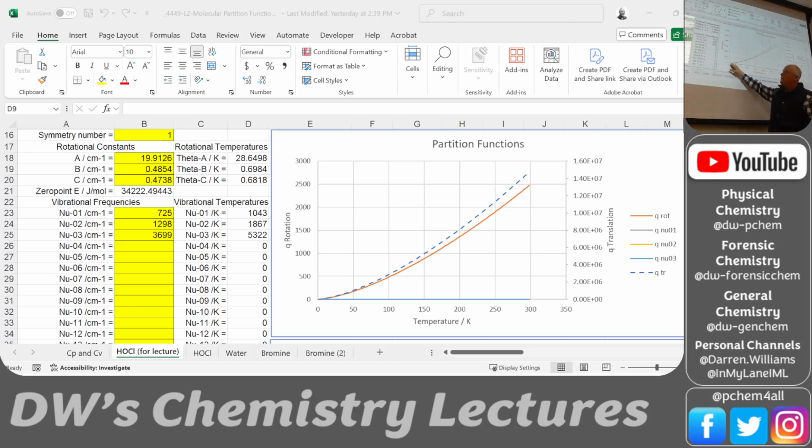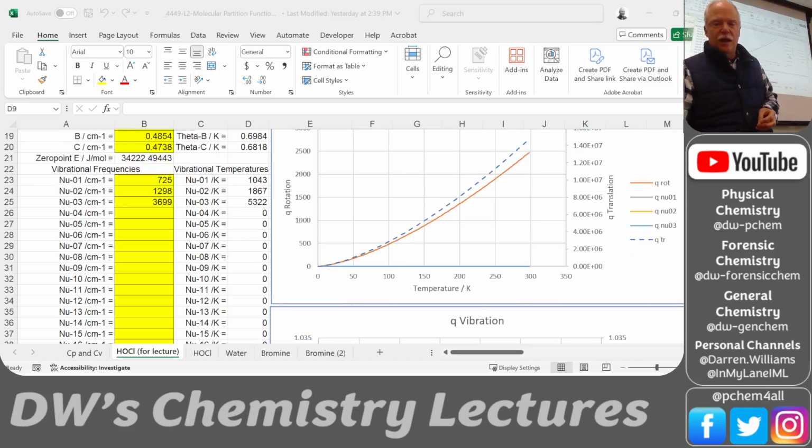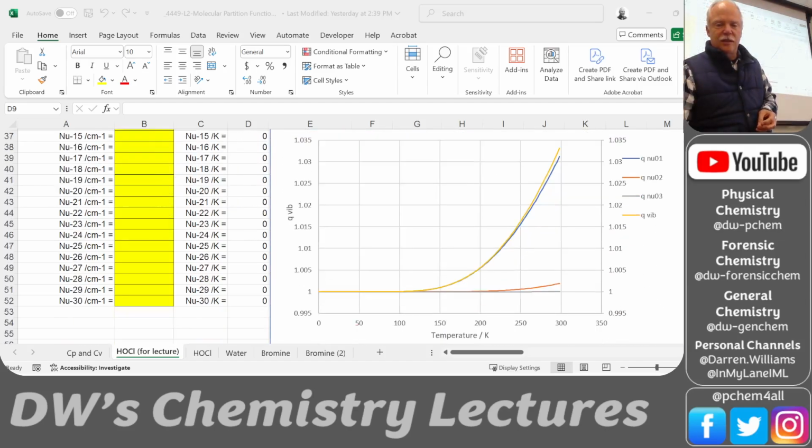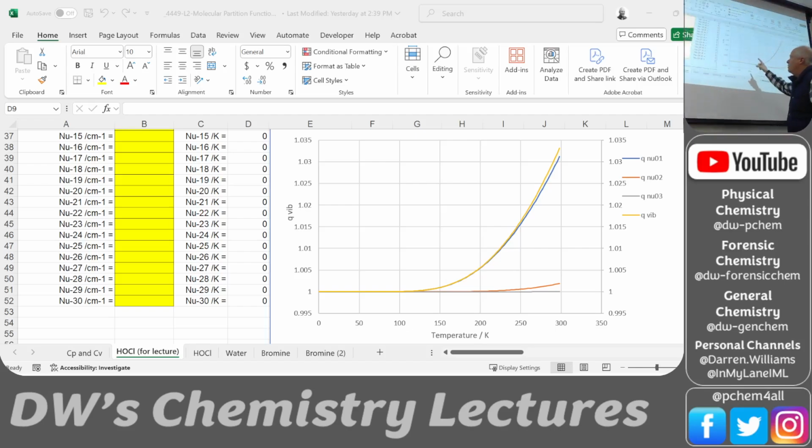It isn't moving, or you can't see it on this scale, either scale. And so that's Q vib. And Q vib is the multiplication of Q nu 1, nu 2, and nu 3. So I got rid of the rotation and the translation ones, and here are the Q vibs. Okay, and what do the Qs do as temperature goes to 0? They go to 1. That's nice.